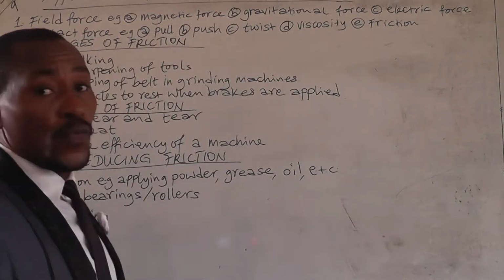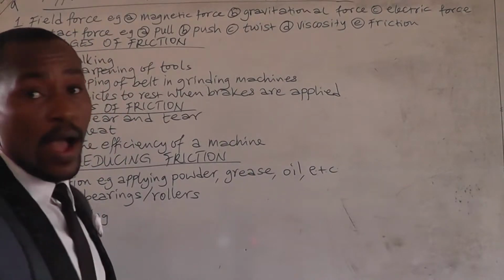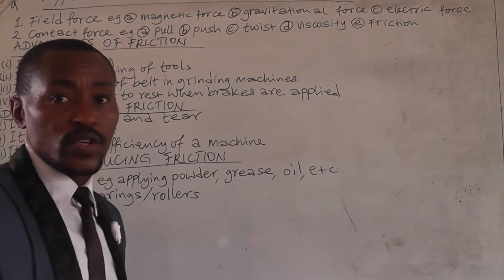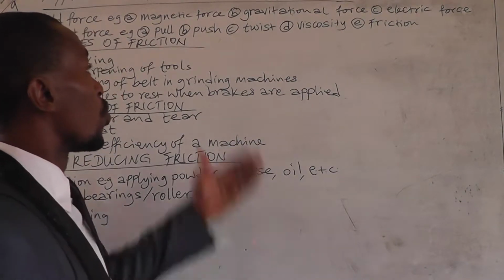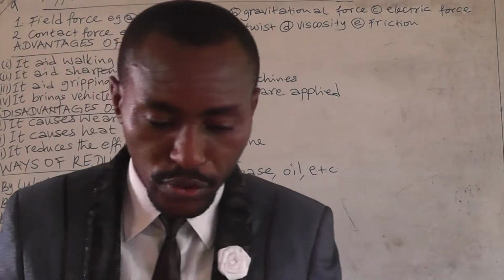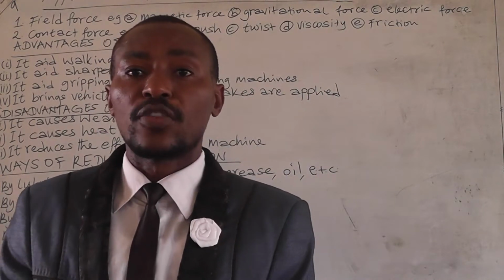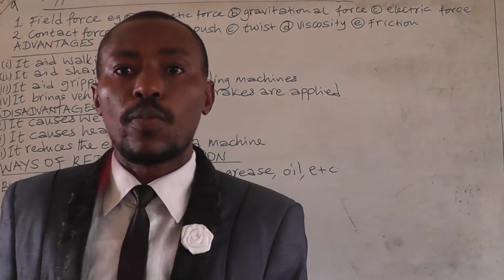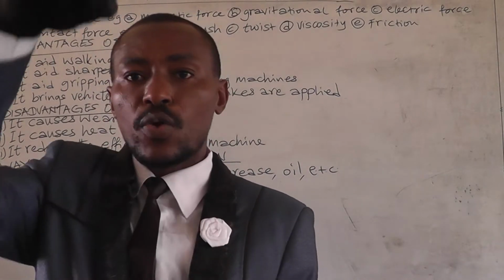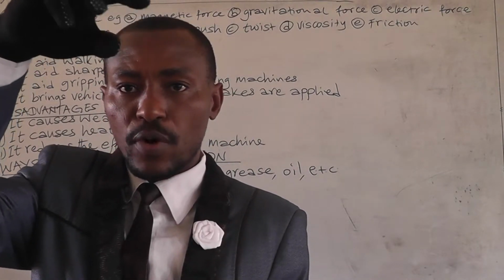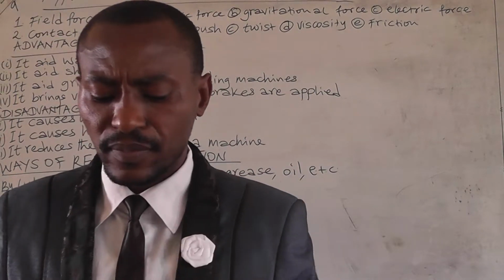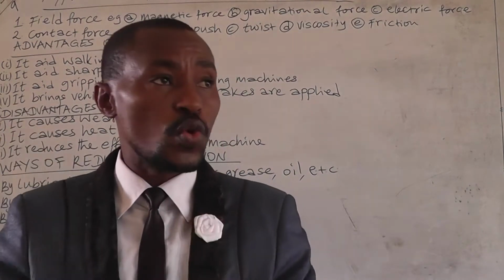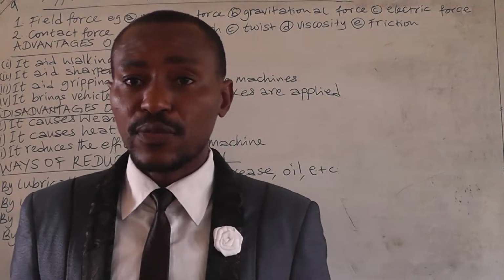Examples or forms of field force are, number one, magnetic force, the one we just demonstrated. Number two, gravitational force. If I throw an object upward, it will fall back. If I hold an object and drop it from this point, it will fall down. Why? Because there is a force that pulls every object towards the center of the earth.